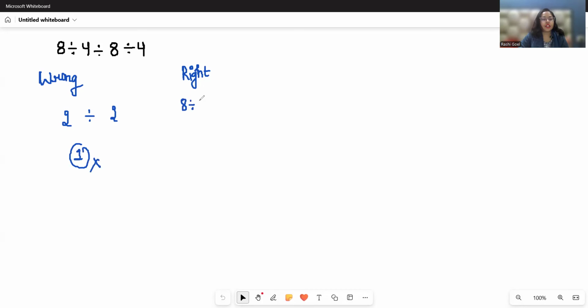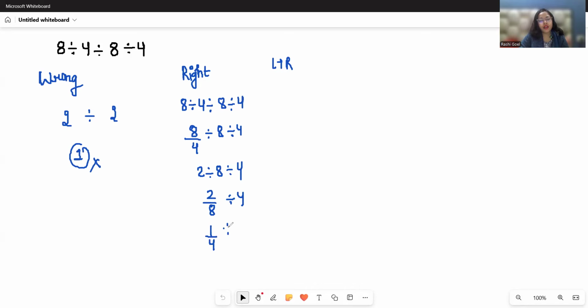When the same operation is repeating, that is here the division sign, then you have to solve it from left to right always. So it becomes 8 divided by 4 divided by 8 divided by 4. So it's 2 divided by 8 divided by 4. So it's 2 by 8 divided by 4. 2 by 8 is 1 by 4 divided by 4.